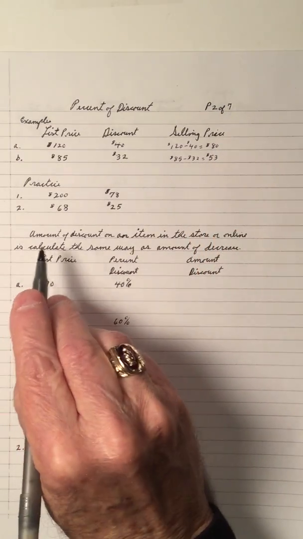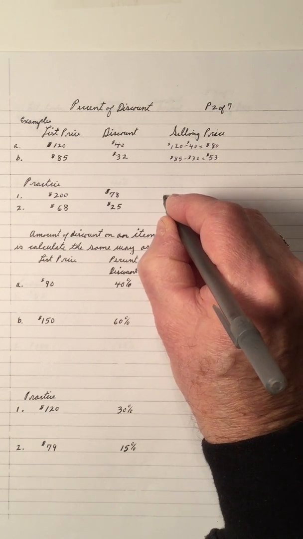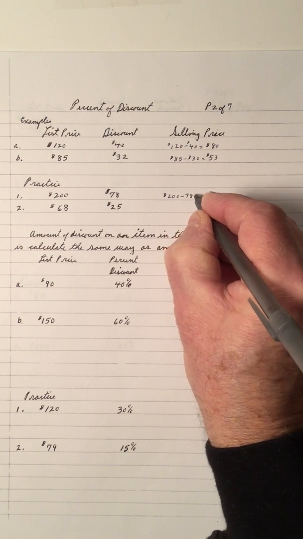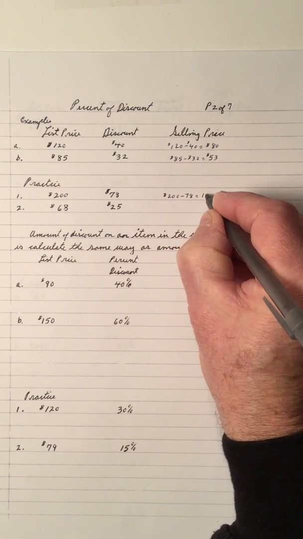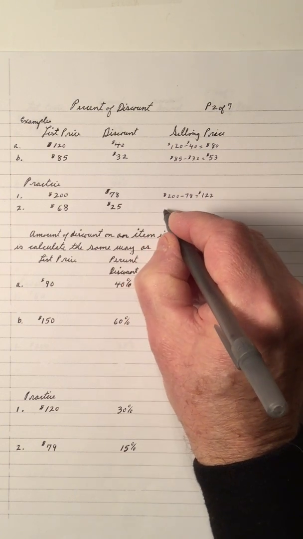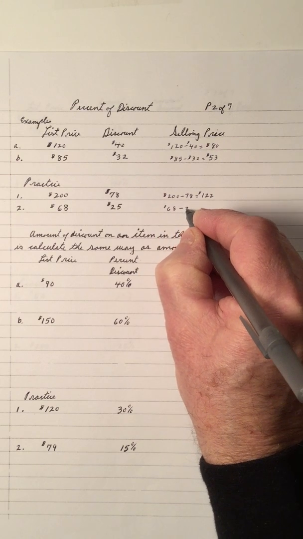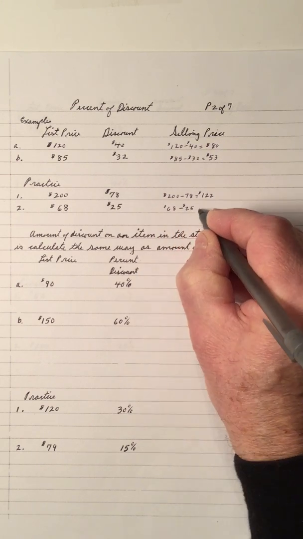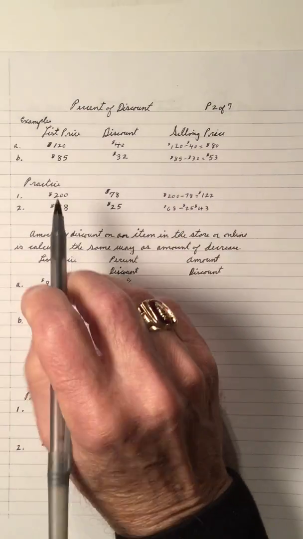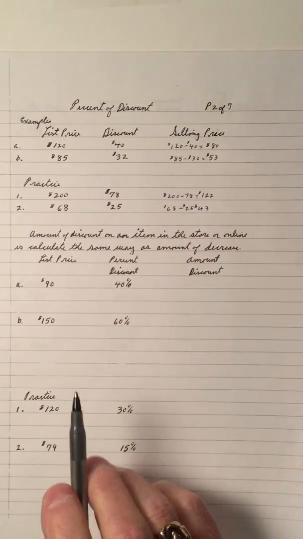Practice, pause, work the two of these out and play back. $200 with $78 off, you would pay $122 for the item. $68 with $25 off, you would pay $43. So that's the list price with your discount, and it gives you a selling price.